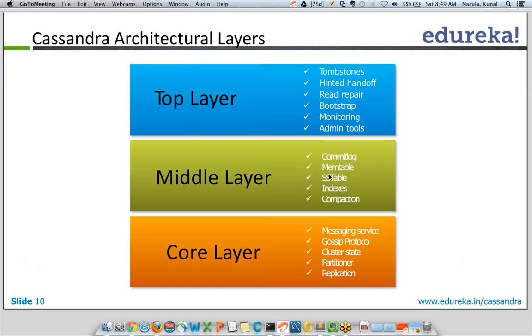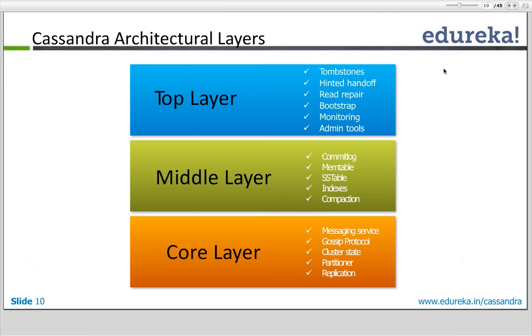The core layer has the messaging service, gossip protocol, cluster state, partitioning, and replication. The messaging service is nothing but how different nodes exchange messages. Then we have the gossip protocol, which the nodes use to talk to each other. In the middle layer, we have Commitlog, memtable, SSTable, indexes, and compaction. And in the top layer, we have tombstones, hinted handoff, which we already spoke about, read repair, bootstrapping, monitoring, and admin tools. We'll talk about each one of them in detail today.